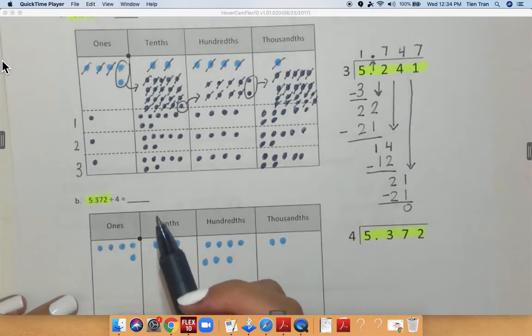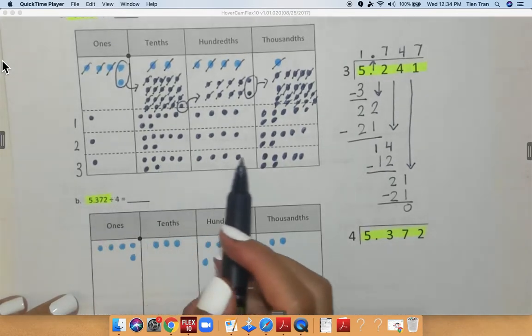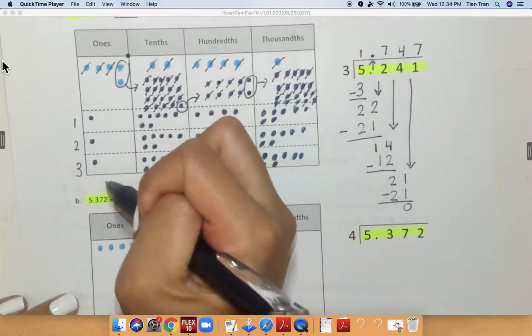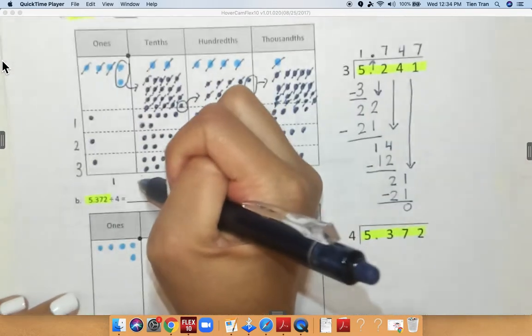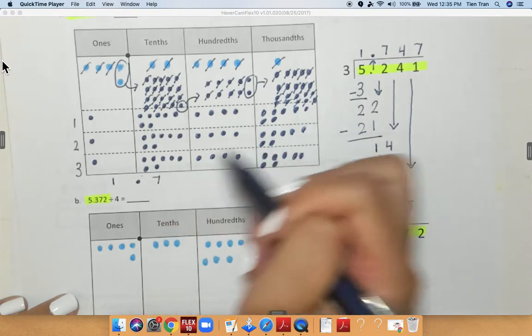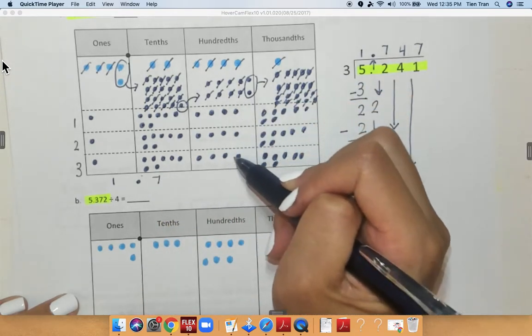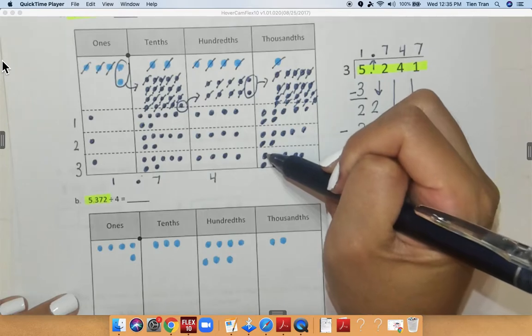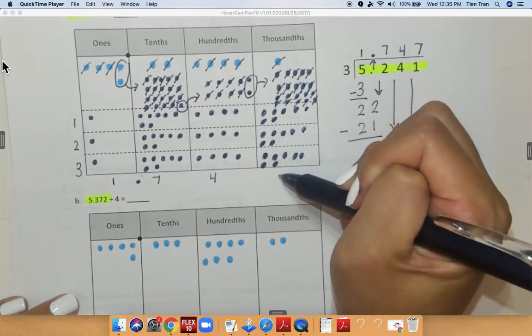And now if you notice, it is the exact same thing if you were to do it in a place value chart. There is 1 right here. Bring down your decimal. There's 1, 2, 3, 4, 5, 6, 7. And then over here we have 1, 2, 3, 4. And right here we have 1, 2, 3, 4, 5, 6, 7.